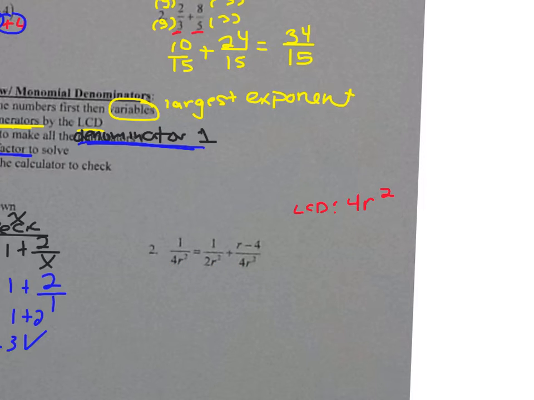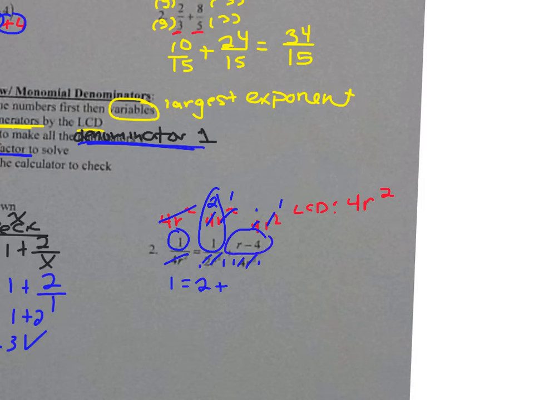So we're going to multiply everything by 4r squared. All the numerators, only the numerators. Now we're going to reduce. 4r squared reduces, so I'm left with 1 equals. 2 reduces to 1, 4 reduces to 2. R squared reduces to 1 and 1. So then I'm left with 2, right? Because 2 times 1 is 2. Plus 4 and 4 reduce to 1 and 1. R squared and R squared reduce to 1 and 1. So I'm left with plus r minus 4.